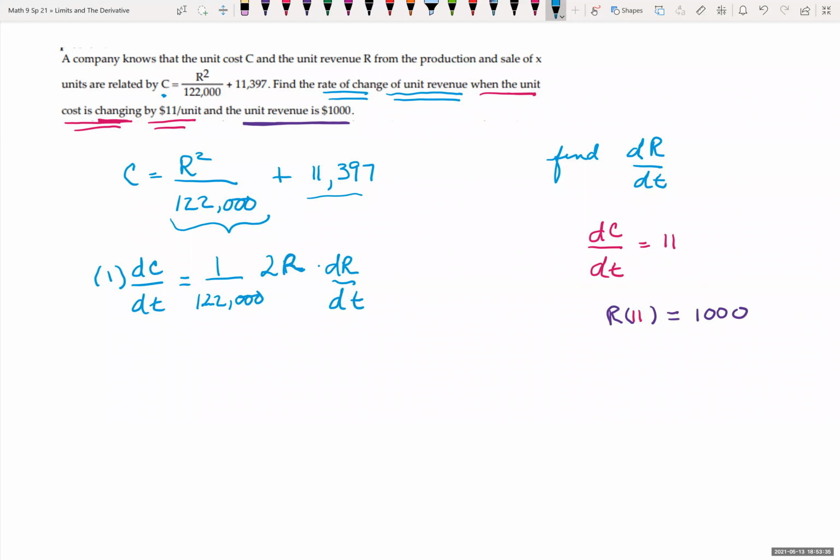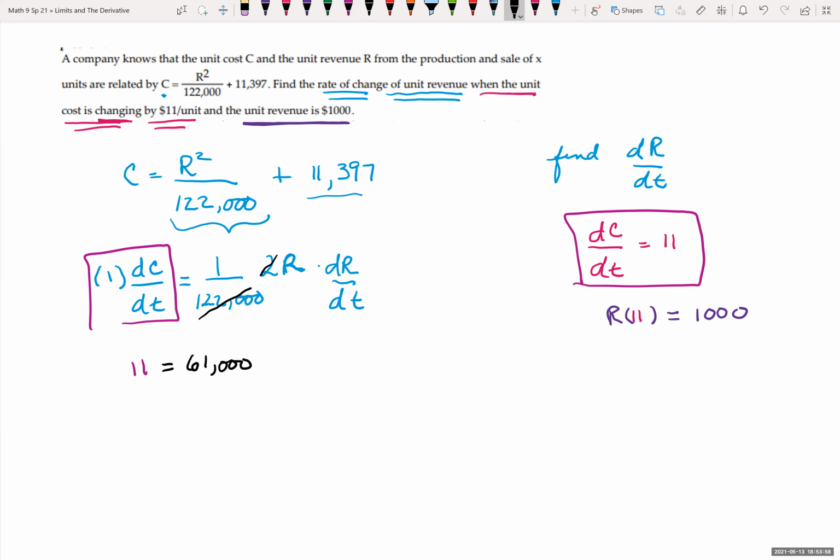So all we're doing now is going back in and replacing what we know. We know that dC/dt is 11, is equal to, well, this can simplify a little bit, right? 2 goes into 122,000, 61,000 times R. But R we're given when the cost is 11 is 1,000, and times dR/dt. Well, that's what we're trying to find.